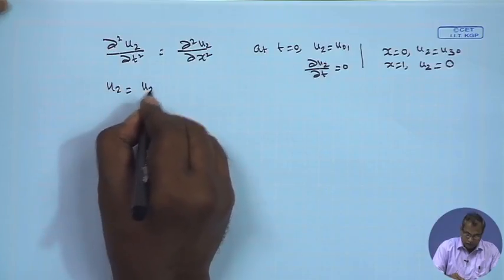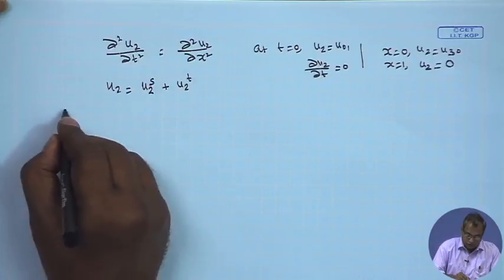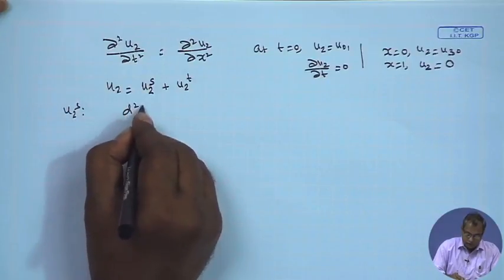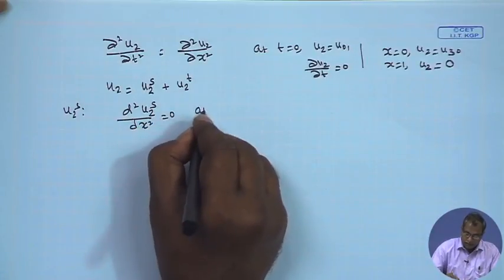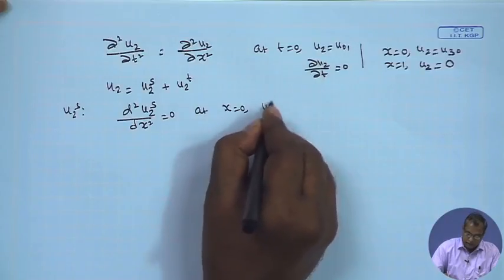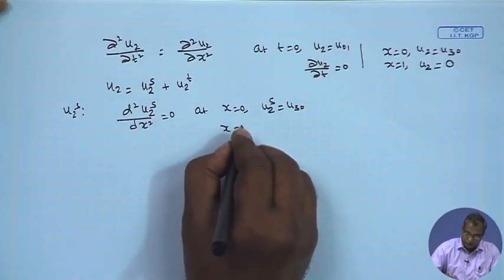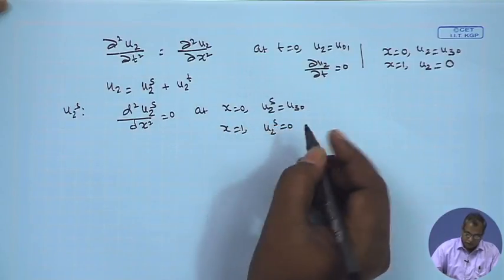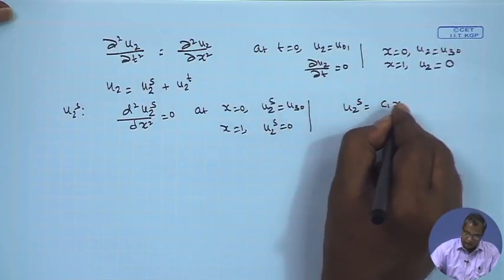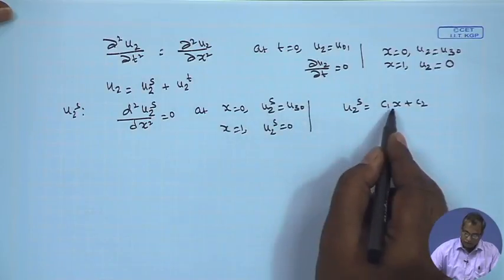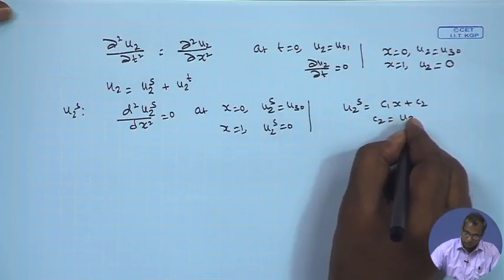U 2 is equal to u 2 s plus u 2 t. So, the governing equation of u 2 s, that we have done earlier, will be d square u 2 s dx square is equal to 0. At x is equal to 0, u 2 s is equal to u 3 naught, and at x is equal to 1, u 2 s is equal to 0. We know the solution of this. Solution of u 2 s is equal to c 1 x plus c 2. So, at x is equal to 0, u 2 s is equal to u 3 naught. So, c 2 is equal to u 3 naught.